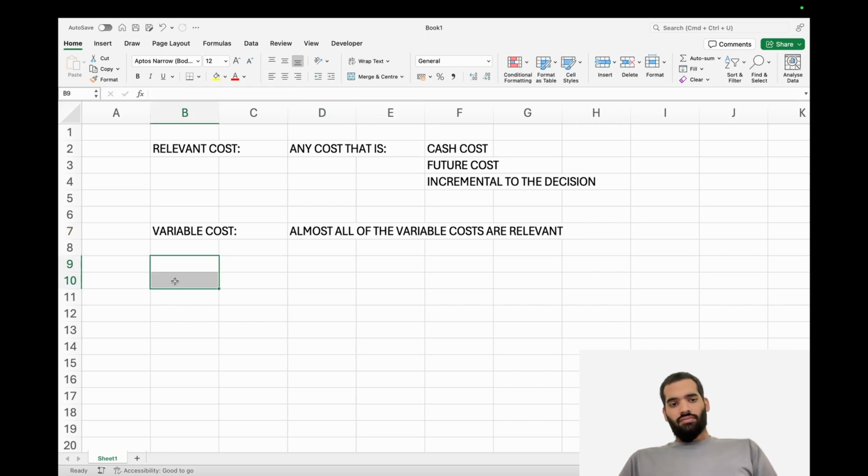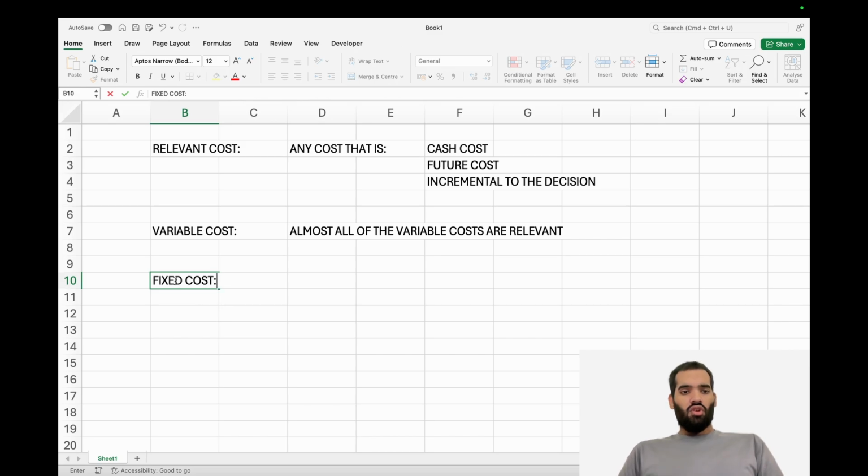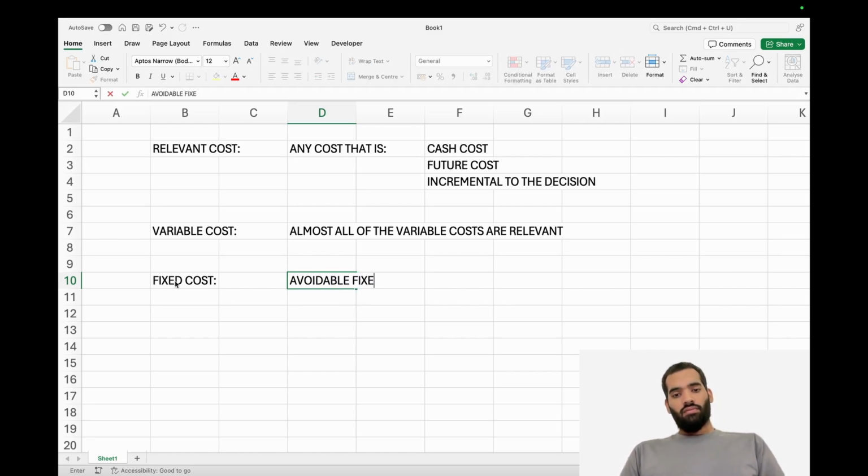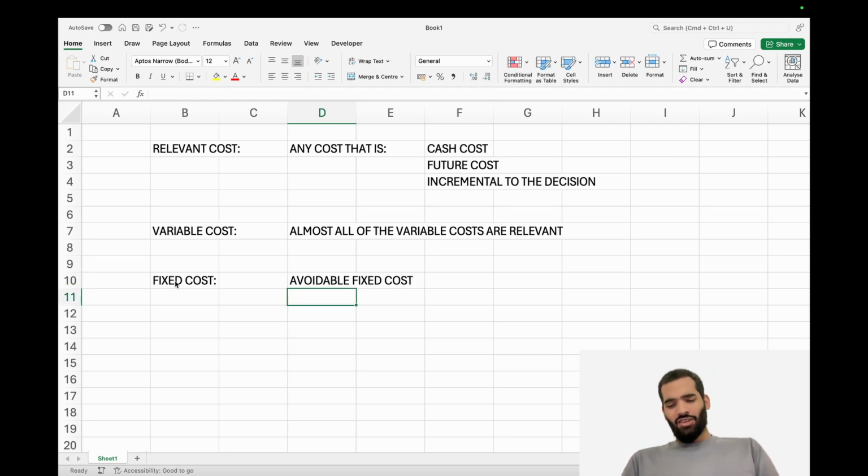Then fixed cost. This is where students make a lot of mistakes. By definition, fixed costs are costs that do not change with the level of production. However, you have to divide the fixed cost into two different parts. There's something called avoidable fixed cost. Let me give you an example. Let me first write the other one, which I think you know, unavoidable, then I'll give you an example for both.